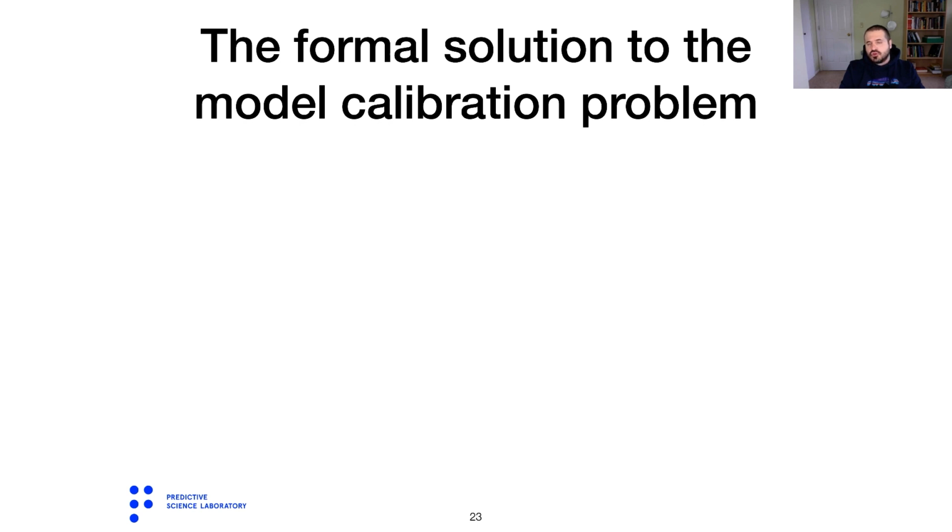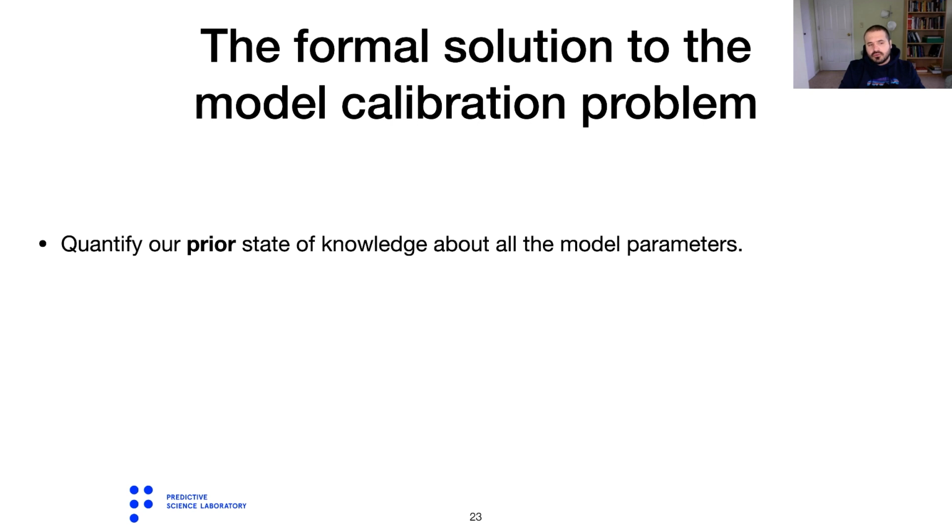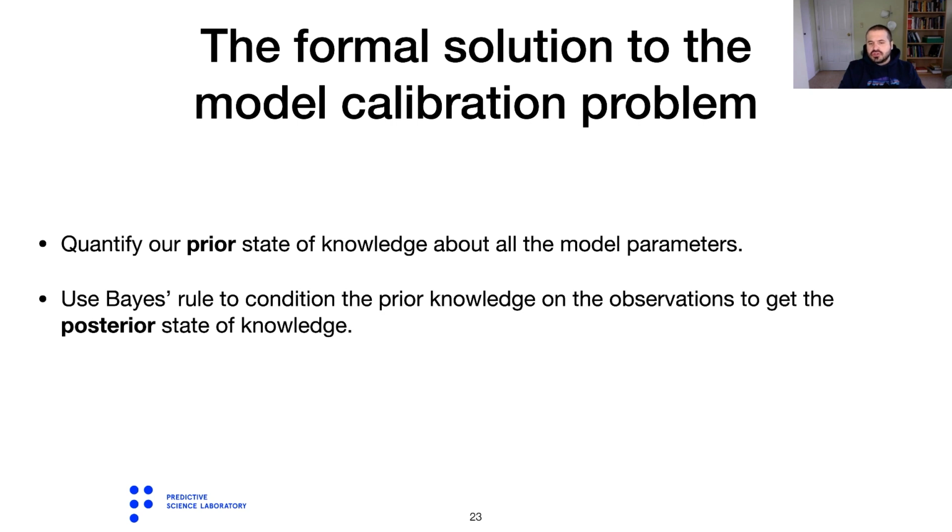Alright, so the formal solution to the model calibration problem goes as follows. You first quantify your prior state of knowledge about all the model parameters, and this is what we actually did as part of the uncertainty propagation problem in the previous video. And then you use something called the Bayes rule to condition your prior knowledge on the observations in order to get your posterior state of knowledge about the parameters. So there's a formal mathematical way of taking what you knew and conditioning that on what you observed. That conditioning tells you what you should believe after you make the measurement.